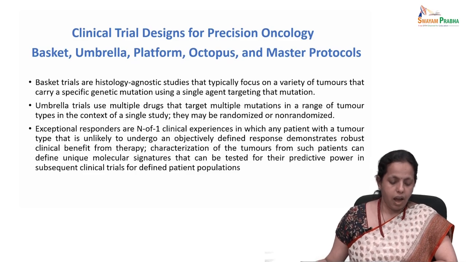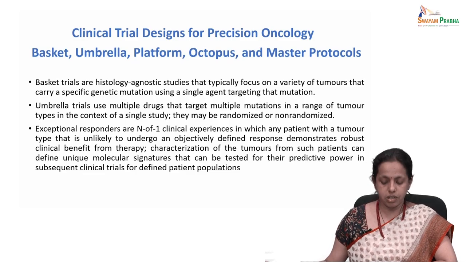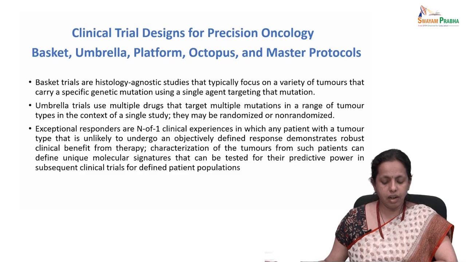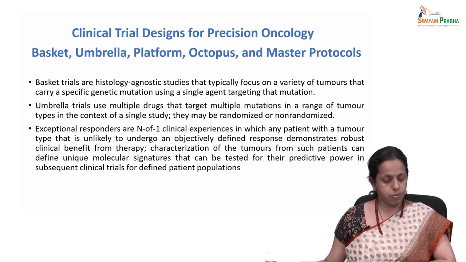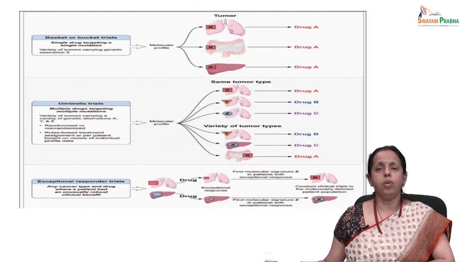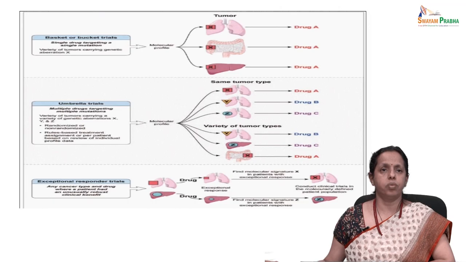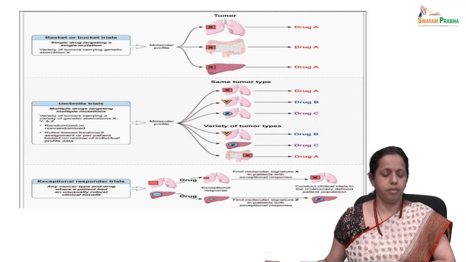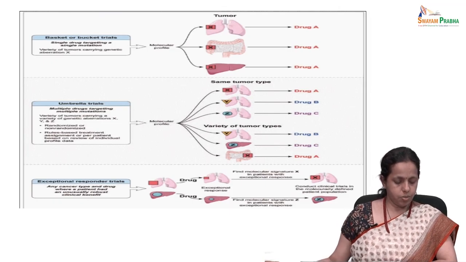And if you can characterize the tumors from such patients and define unique molecular signatures that are responding very well to these particular therapies, then you can really come up with predictive signatures after the clinical trials for a defined patient population. So this is how very good basket trials work. You have the lung cancer where you have the basket trials, then you have the umbrella trials and then the exceptional responder trials.